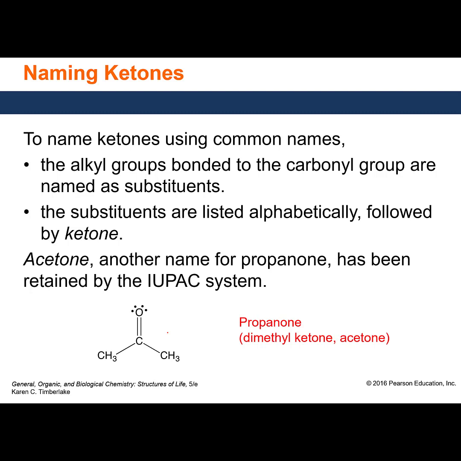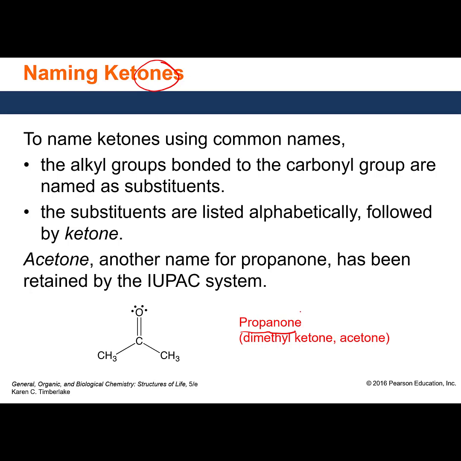So here we'll count the number of carbons in our main chain. So identify our main chain first, count the number of carbons. In this case, there are 3, so it would be propane. Drop the E, add an one. So ketone, I'm going to add an one. So propanone.